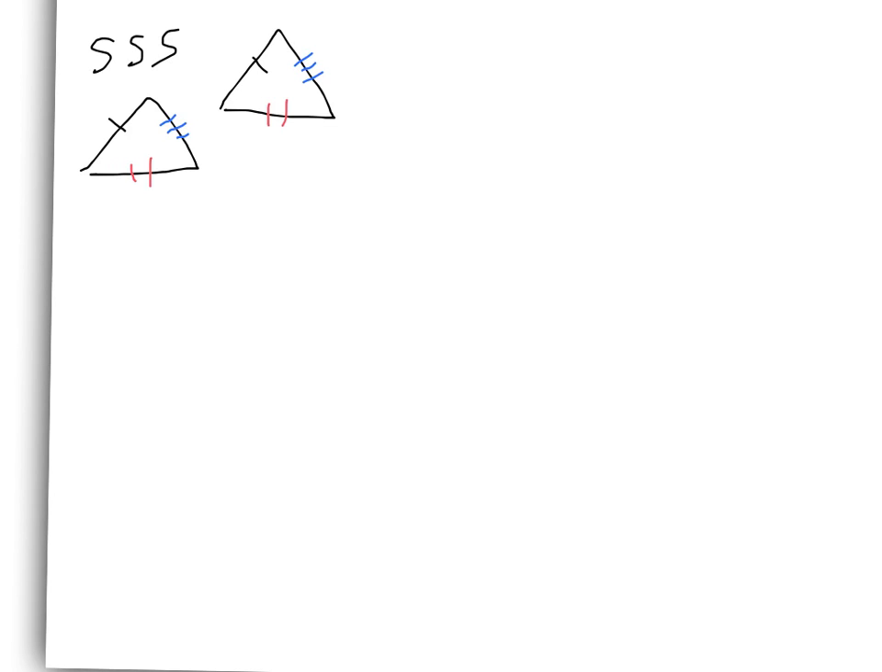The second one is called SAS. Okay, and that means that you have to have two sets of congruent sides and one included angle. So if you had triangles, okay, for them to be congruent, you would have to have them have two sets of congruent sides. Okay, so two sets of congruent sides.